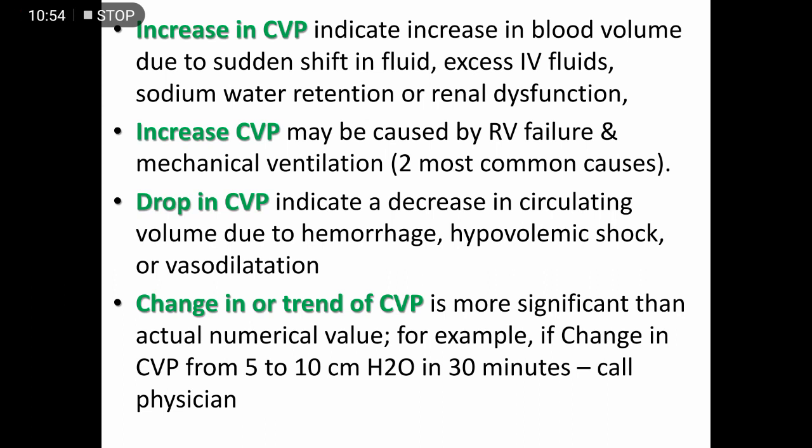An increase in central venous pressure indicates an increase in blood volume due to sudden shift of fluids, excessive IV fluids, sodium and water retention, or renal dysfunction. Again, an increase in CVP may be caused by right ventricle failure and mechanical ventilation, and those are the two most common causes. A drop in CVP indicates a decrease in circulating volume due to hemorrhage, hypovolemic shock, or vasodilatation.